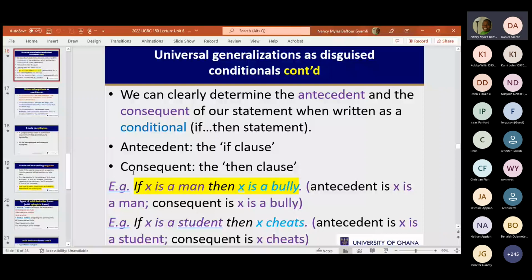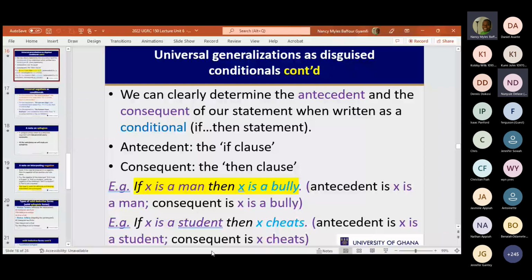Example, if X is a man, then X is a bully. The antecedent is what? X is a man. The consequent is X is a bully. How do you know that? One is a condition. If this, then that will follow. So the if clause is the antecedent. What's the next question? Thank you, sir. What's the next question? The last one. Go ahead.